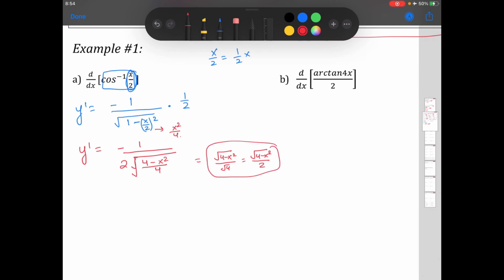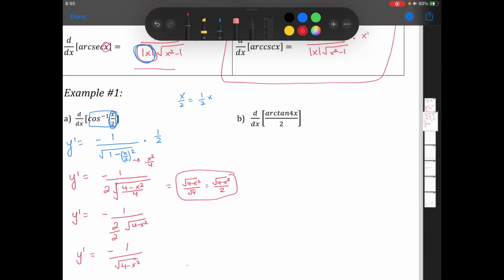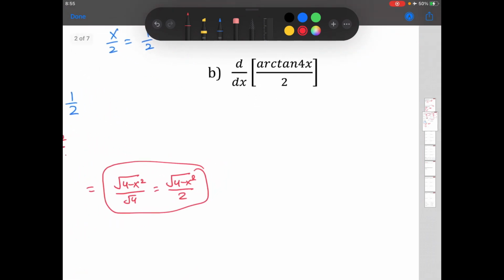You can choose to skip these steps if you understand it, but I just wanted to show it because sometimes it can get confusing, especially when we're learning it for the first time. So negative 1 over 2, and can I not factor out the 2 over 2? The square root of 4 minus x squared, which would be what? I'm going to actually do it in the next step. So y prime is negative 1 over the square root of 4 minus x squared. Okay, so it's just simplifying, knowing your rules up above.